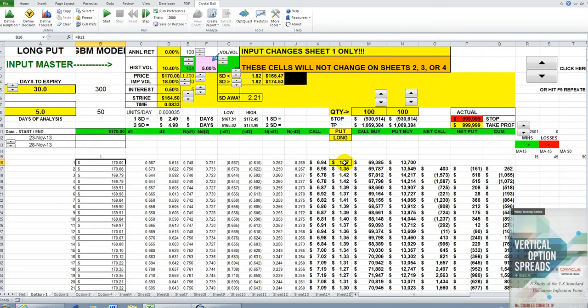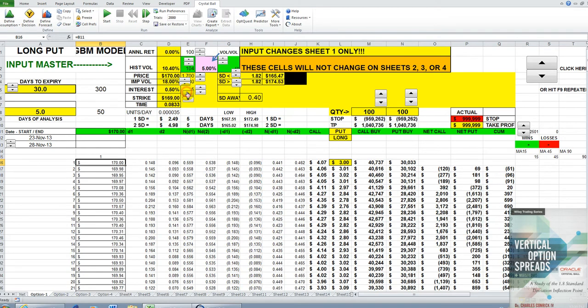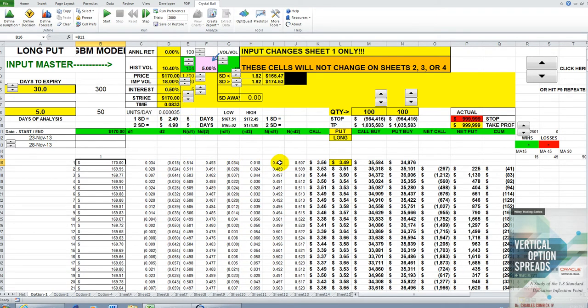So a 164.50 put would be running at $1. It's a way very much out of the money put. So if we wanted to look at, say, an at the money put at 18% implied volatility, it'd be about 3.49 with 30 days left to go.